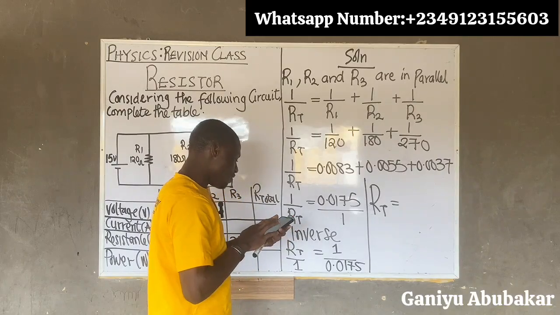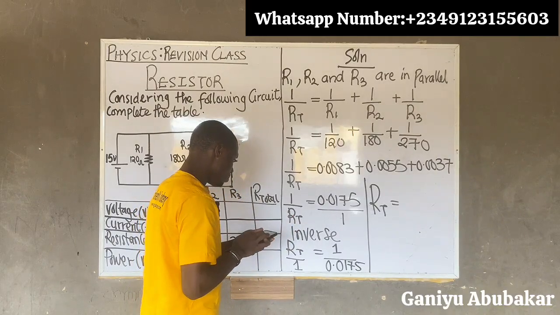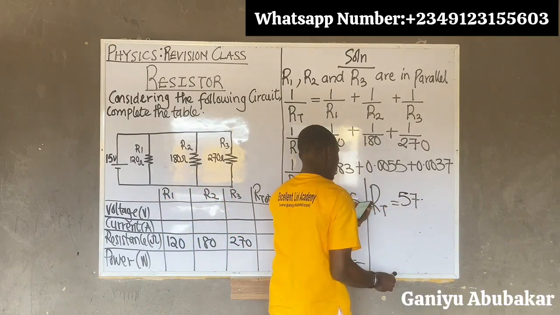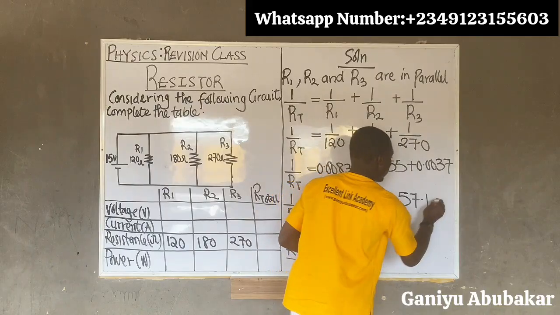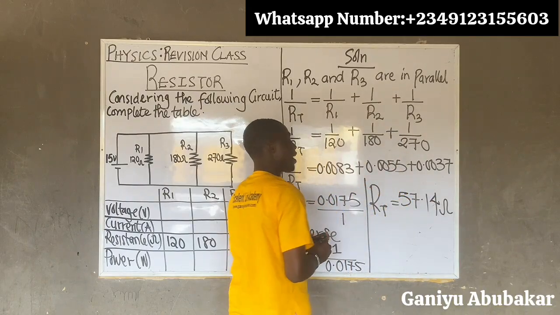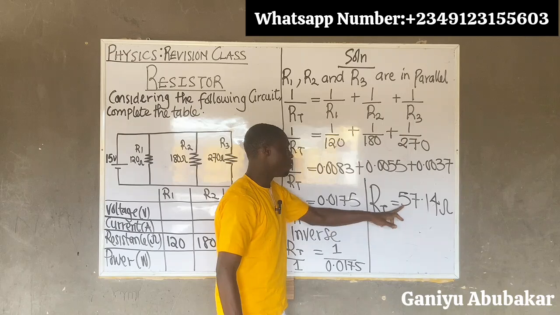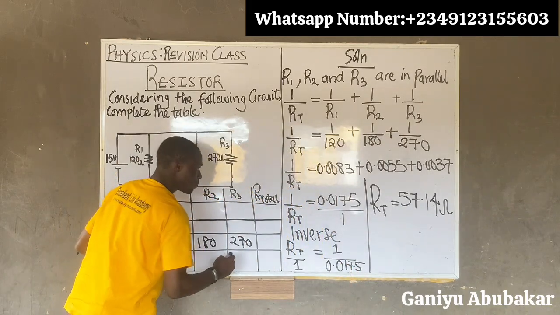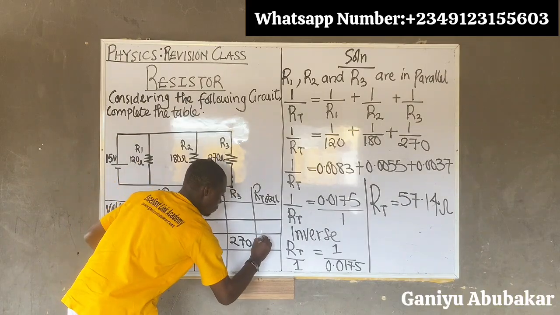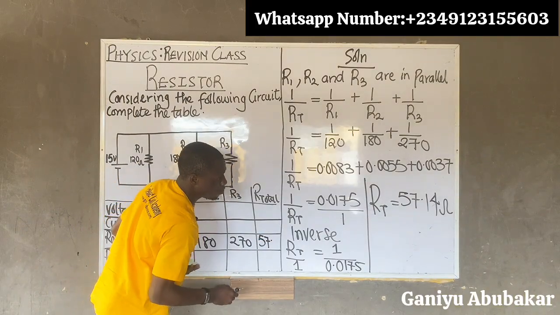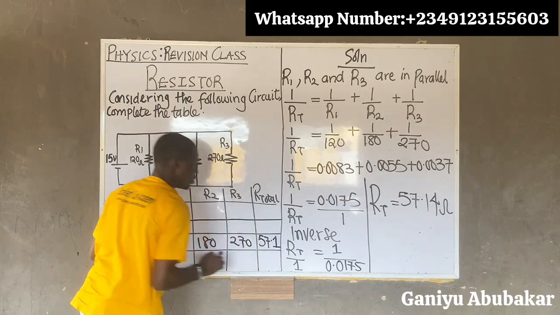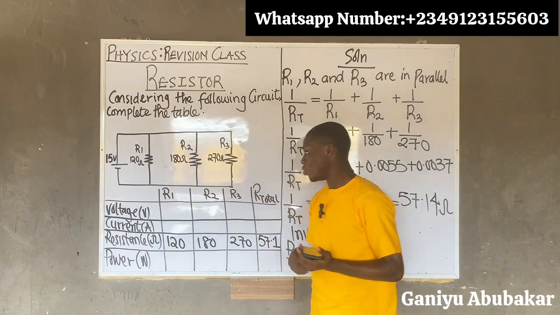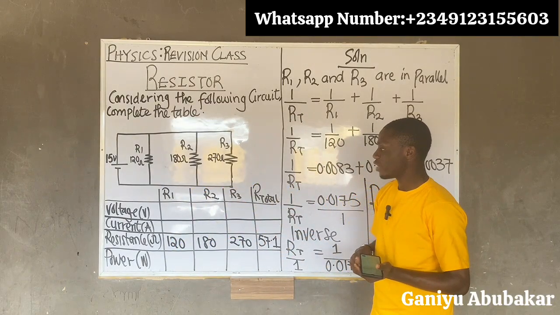So 1 divided by 0.0175. This gives you 57.14 ohms. So my R total is equal in value to 57.14 ohms. So I can come here. My R total gives me about 57.1. Let's get voltage in the circuit, please.